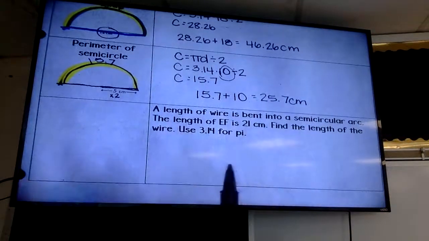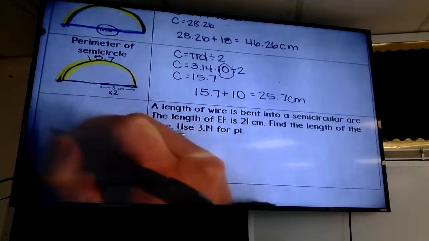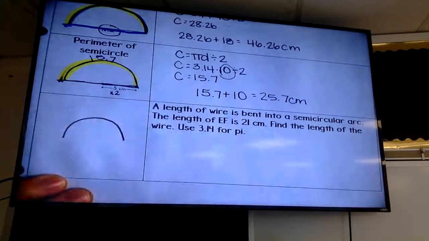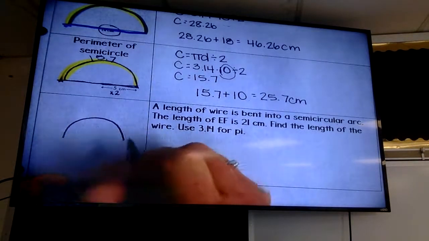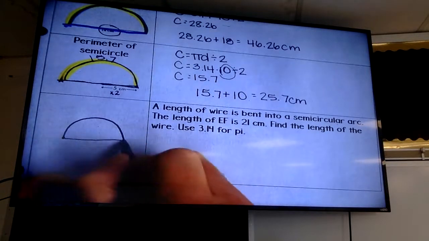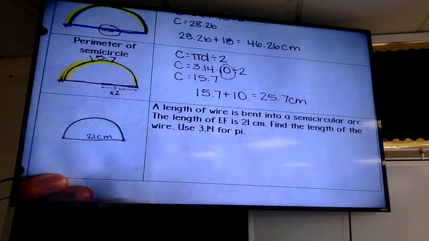So this one doesn't have a picture. Whenever something doesn't have a picture, I always draw a picture when it's geometry. It's so helpful for your eye to see where things are. So it says a length of wire is bent into a semicircular arc. So I have a piece of wire and it's been bent into a semicircular arc. The length of EF is 21 centimeters. So that's from here to here, it's telling us is 21 centimeters.